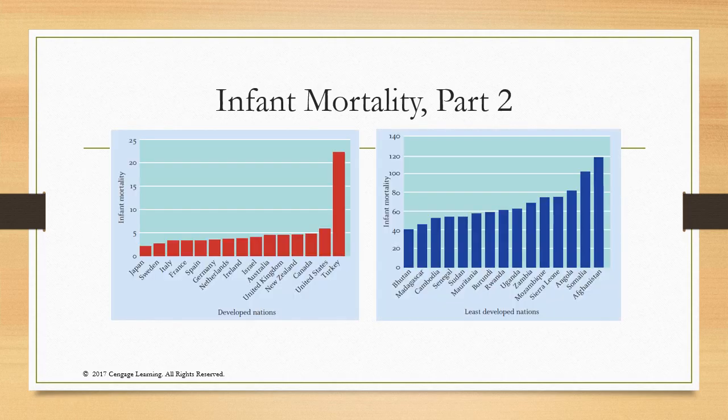As you can see in this figure, this is infant mortality rate, and the red is developed nations, and the blue is least developed nations. So you can see, where do we fall? Not great. Turkey is number 1 in developed countries, and we're number 2. So why do you think that? A lot of people believe, and research has shown, that like we talked about in that earlier slide, it's access to prenatal care for everyone.